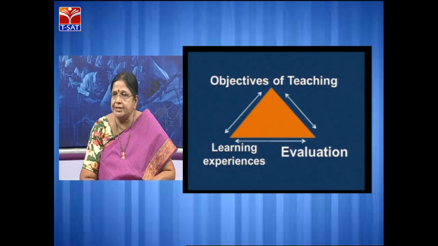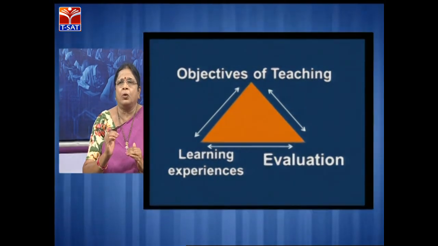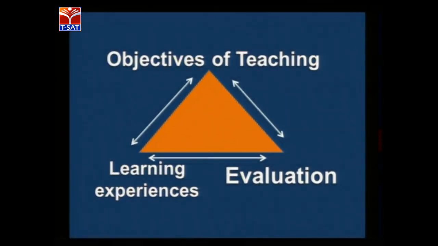Now, objectives of teaching, learning experiences, evaluation. These are all three interrelated, and it is represented here in the form of a triangle. So, basing on the objectives of teaching, the teacher provides learning experiences to the students. The students perform the task. As they perform the task, the teacher assesses and evaluates their progress. So, it is a continuous process. If the teacher feels the desired progress is not achieved, then she checks her objective, she checks her evaluation tool. This way it is continuous.